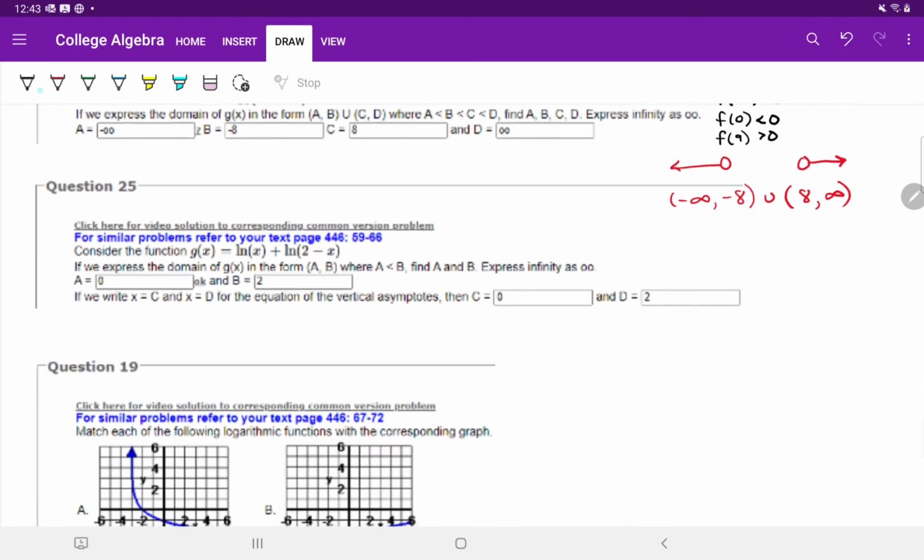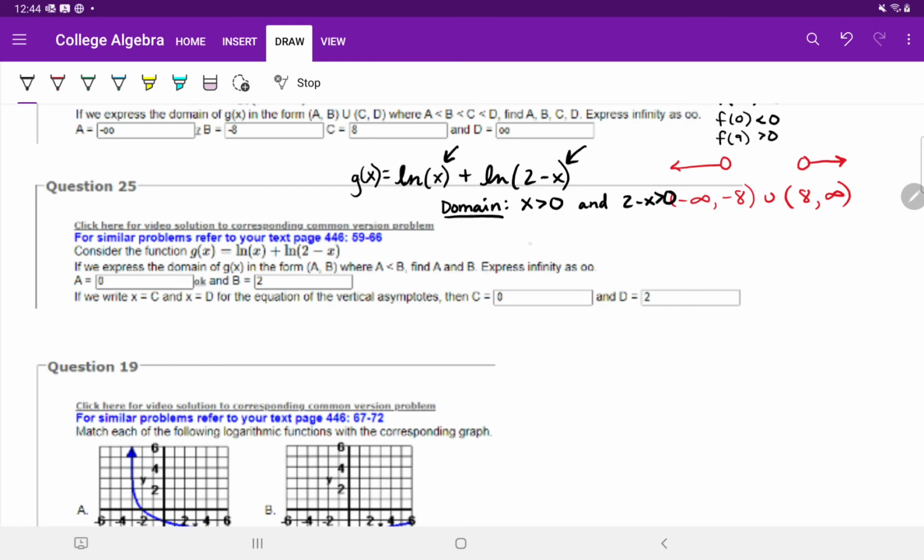In number 25, we have two logarithms involved in this question. It says g of x equals natural log of x plus natural log of 2 minus x. No worries, all we have to do is restrict our domain. So our domain has to be restricted by ensuring that this is bigger than 0 and this has to be bigger than 0. So we're going to set up two different expressions. x has to be bigger than 0 and 2 minus x has to be bigger than 0.